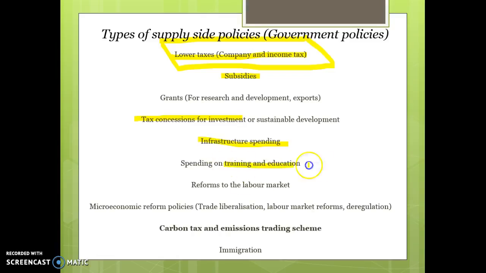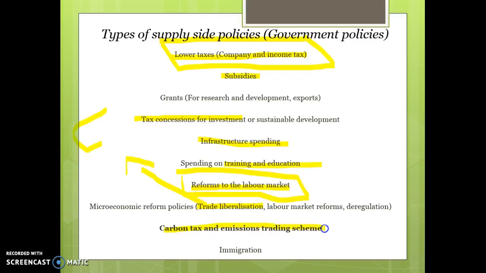Training and education, which will boost the skills of our workforce. Reforms to the labour market, and we'll talk about those in a bit more detail, but that's things like enterprise bargaining and productivity-based pay, so people will work harder. Microeconomic reforms, and we're going to study trade liberalisation. Again, that will help boost our productivity because there's more competition and we specialise in areas of comparative advantage. Examples of environmental policies, and we'll look at another one in particular, and immigration. These are all the ways that we're trying to boost our productive capacity, boosting the 3 Ps: population, productivity, participation.